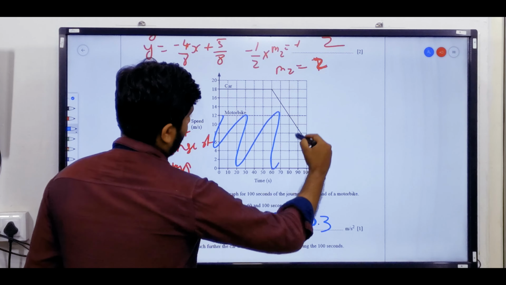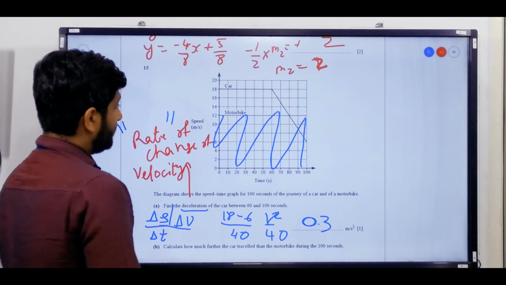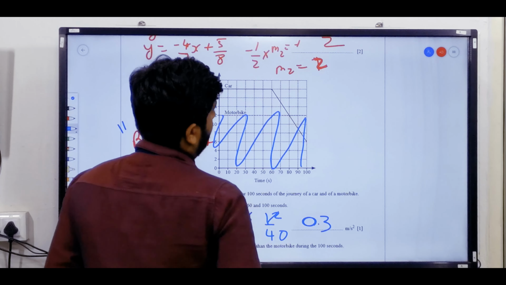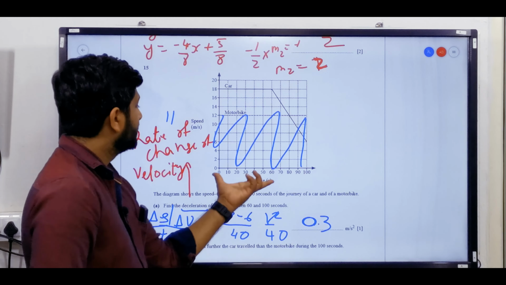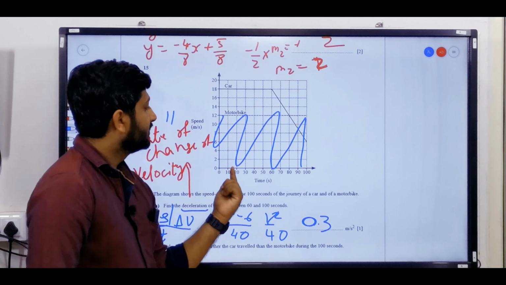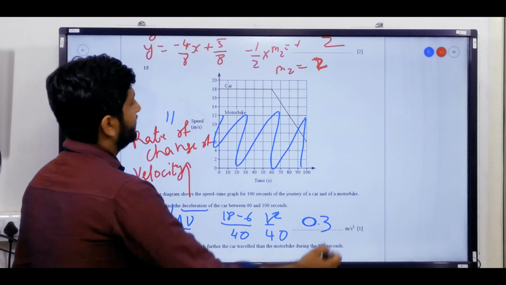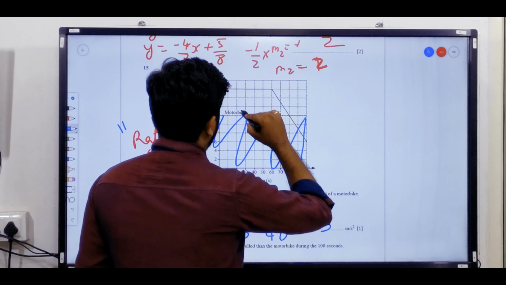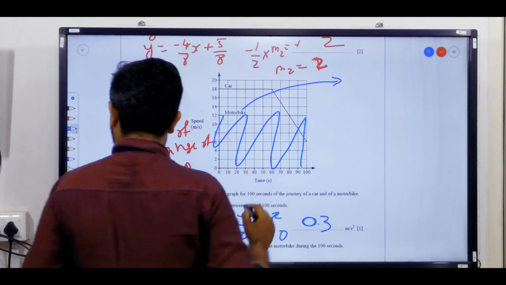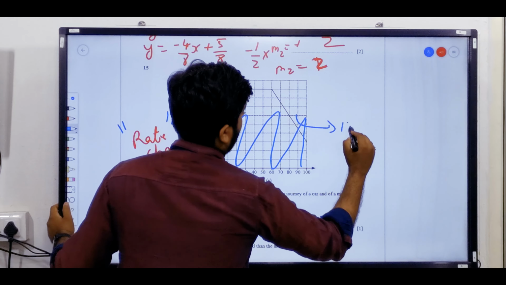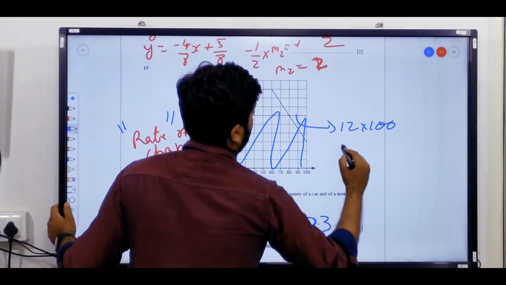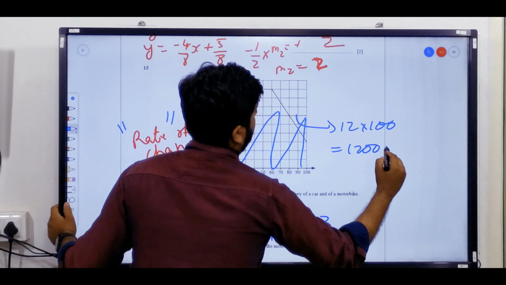As you can see, for the motorbike, this is a rectangle. Like area of rectangle, right? Area of rectangle is length into breadth. Length is here 100 and breadth is 12. So the distance traveled by the motorbike is 12 into 100, which is 1200 meters.